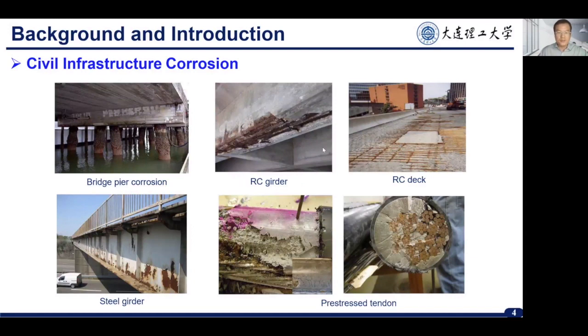Even for some steel structures with paint, the paint would degrade over time and peel off, so the exposed steel also corrodes. The last two pictures show prestressed tendons. The steel wires inside the tendons also corroded in the presence of water and moisture. It's protected by some grout, but we can also see some corroded steel wire.